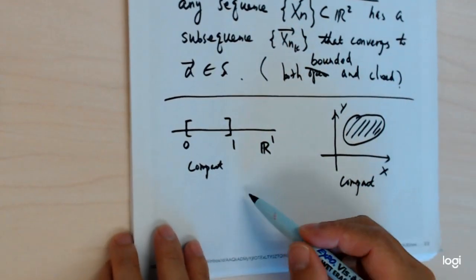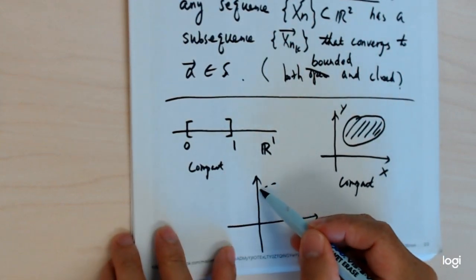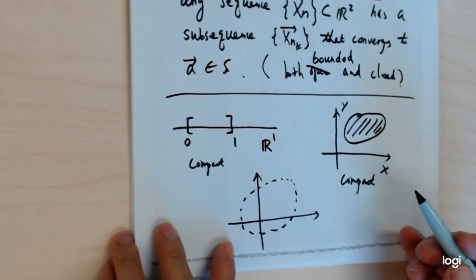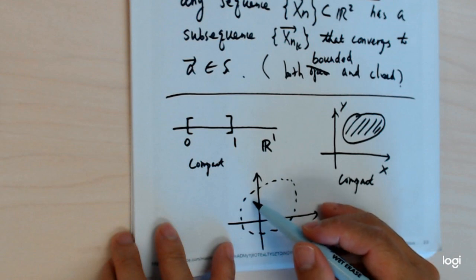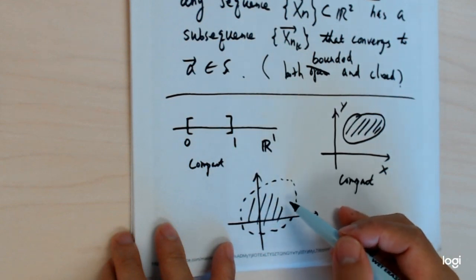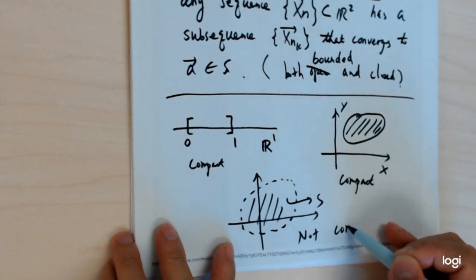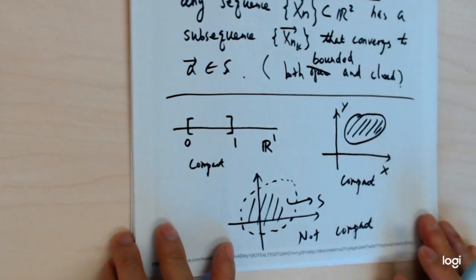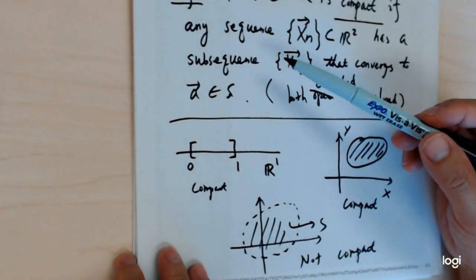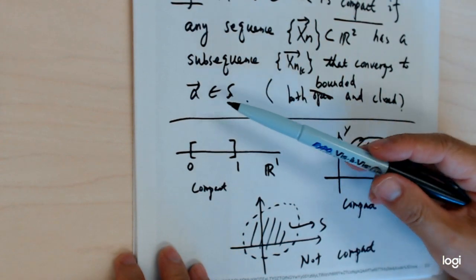So let me give you another example in R2 that's not compact. If I make this set to be like an open set like this, where all the points inside are included, but not the points on the boundary. So this is what S is. And that's a perfect example of a set that's not compact. And we can verify this with this definition here. The definition says any sequence has a subsequence that converges to a point in this set.